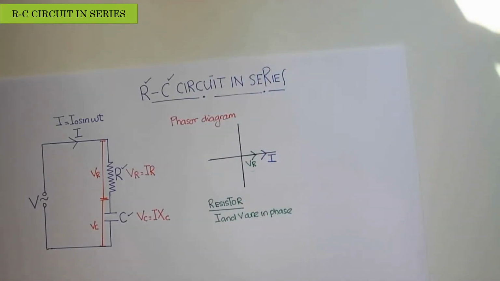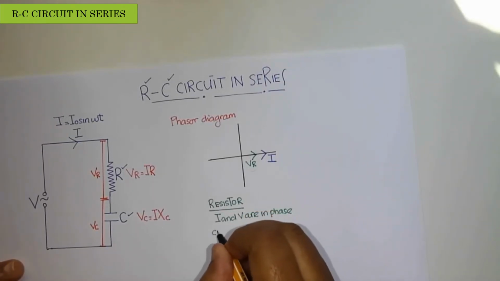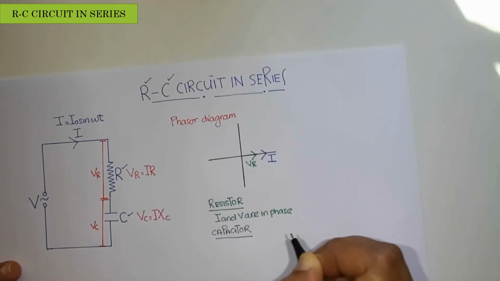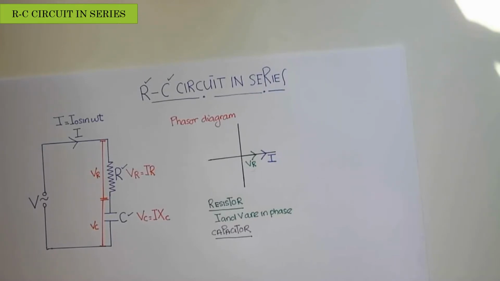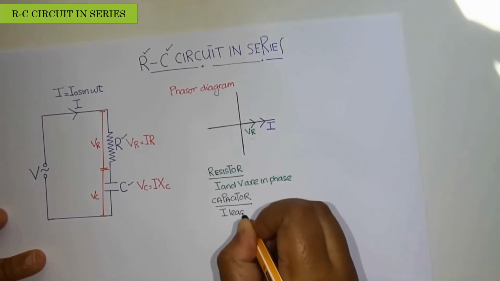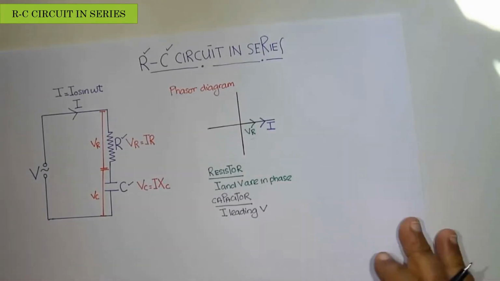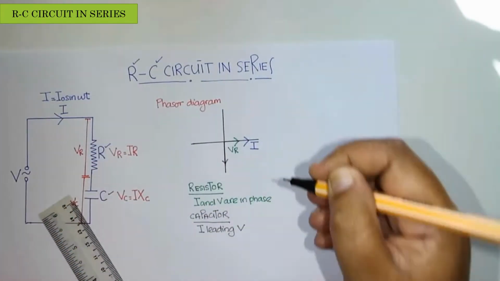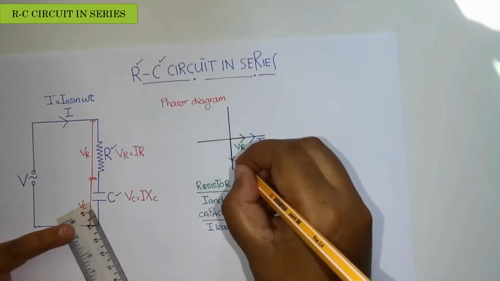And then in the capacitor, if you turn to the page which I've taught you all, in the capacitor we know I is leading V, correct or not? We know I is leading V. So if I draw in the phasor diagram the phasor for the voltage VC, it will be here.